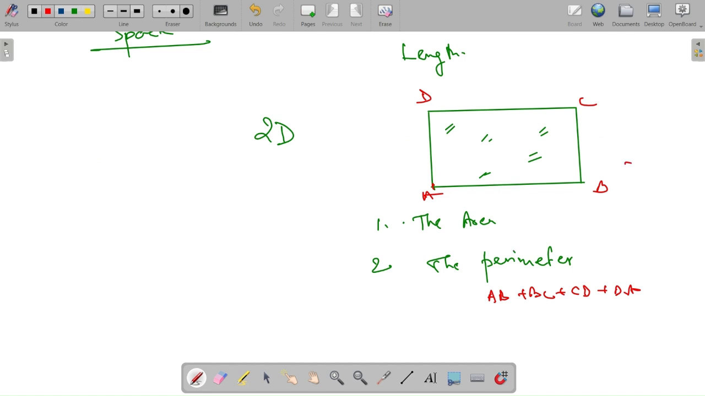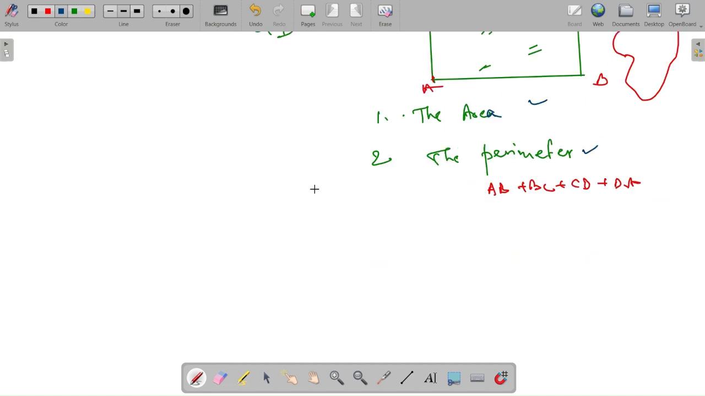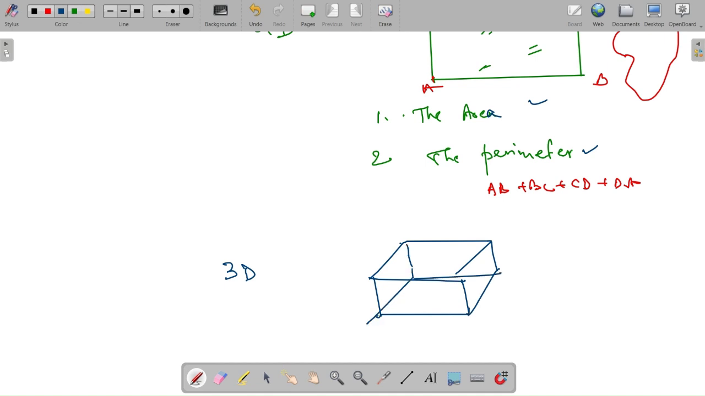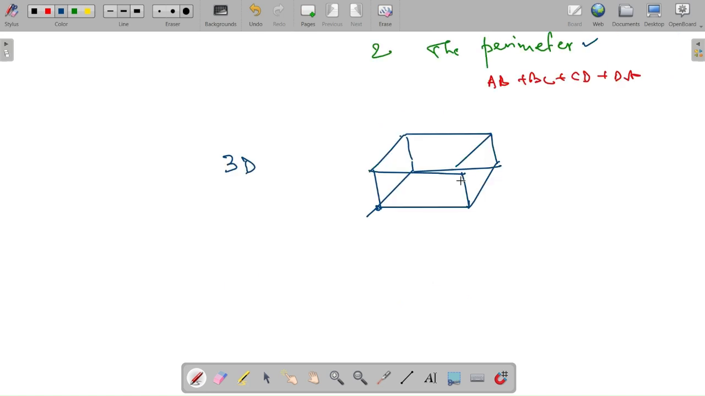We might also have an irregular shape. There, finding the perimeter may not be easy. There are many methods to do it, but still the point is we can measure two things, the area and the perimeter. Correct? Now we have a three-dimensional space. Say for example, a cuboid like this.